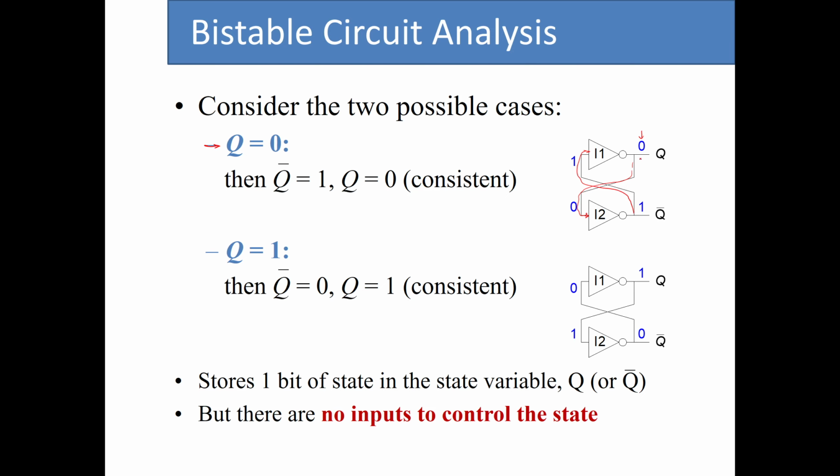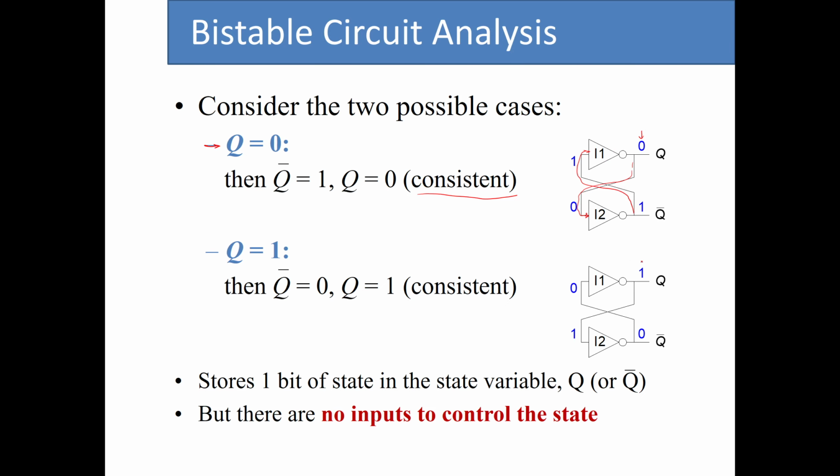As you can see, if Q is 0, no matter what condition made Q 0, Q remains at 0. That's why we say the state is consistent or stable, because if Q is 0, it remains at 0. Let's go over the other case.